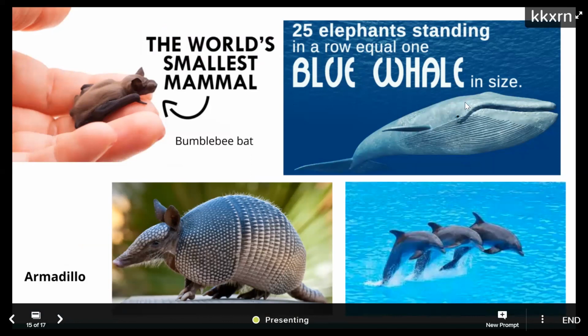And the size of a blue whale, if you see in here, this is the blue whale, and it says if we row 20 elephants standing next to each other, they are the size of a blue whale. They're really big. This is an interesting mammal, that's why I've put it in there, armadillo, and the dolphins that we said, okay? These are the 5 groups of vertebrates. So we have fish, amphibians, reptiles, birds, and mammals.